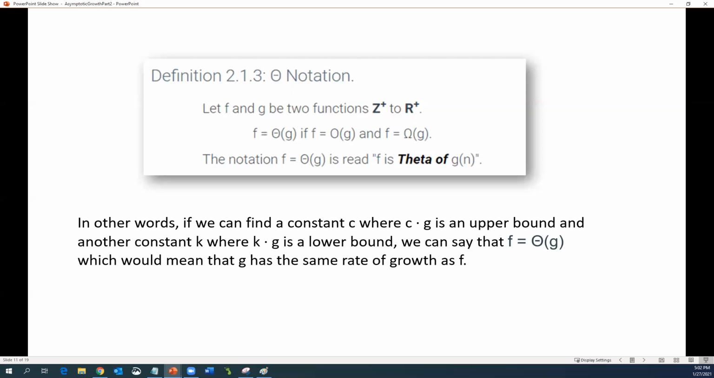Okay. And ultimately, it's going to be shaped like that, and it would mean it has the same rate of growth. g would have the same rate of growth as f. Another way to say it is f is said to be of order g. So again, if we can say f is O of g, but f is also omega of g, then we say f is theta of g.